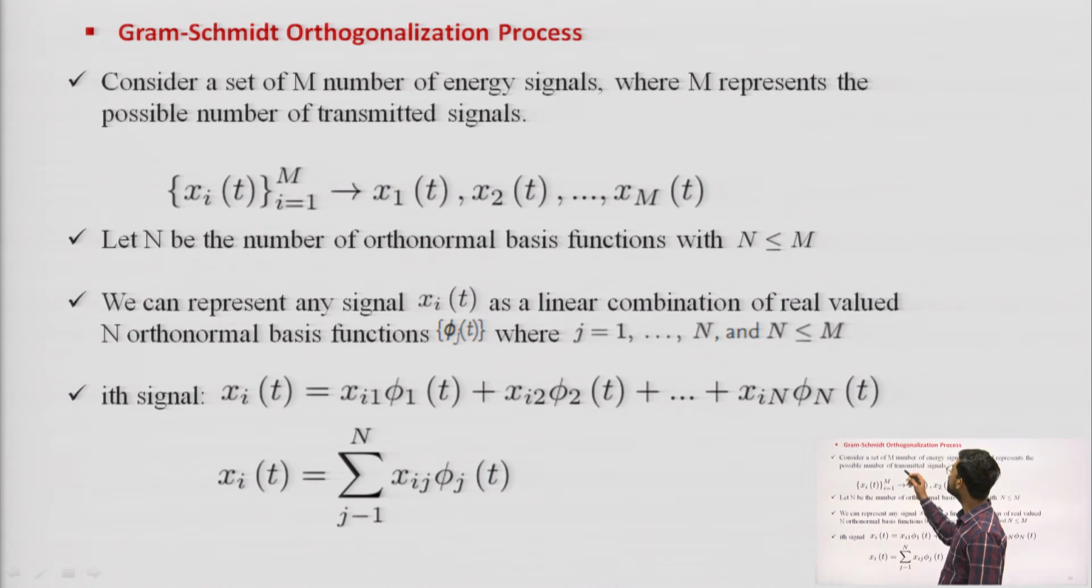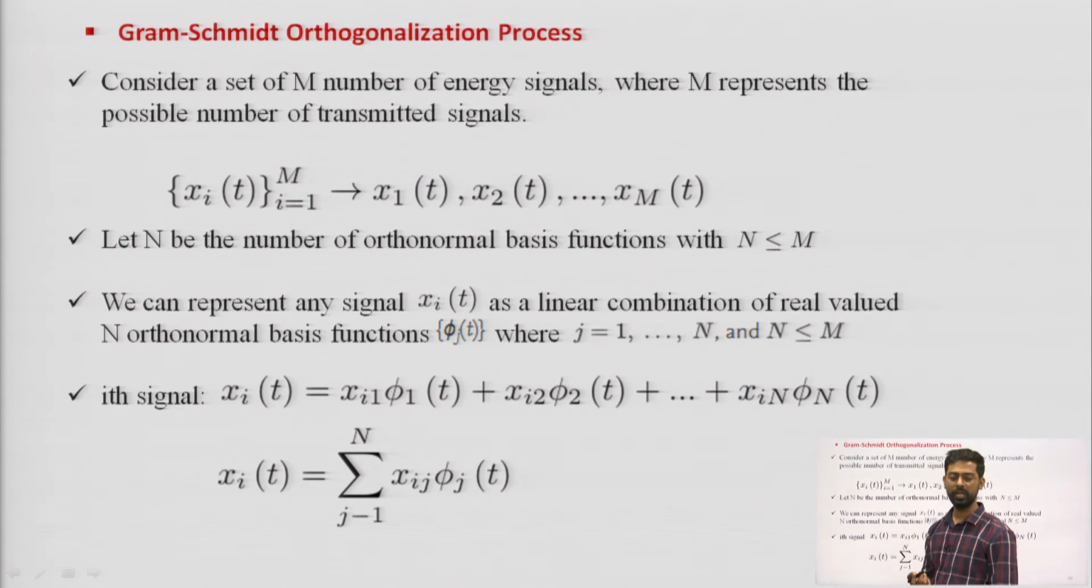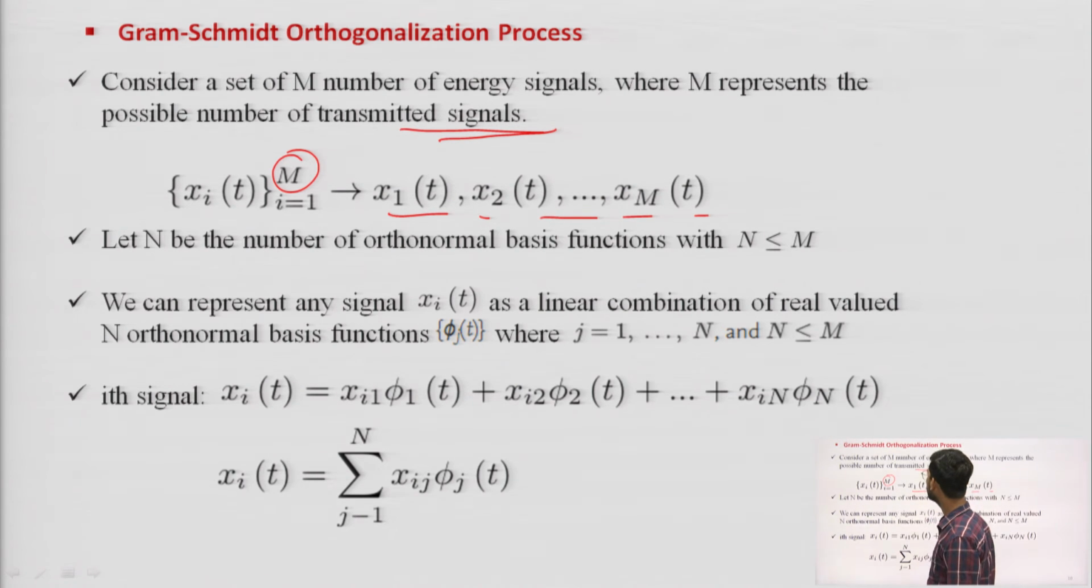Now consider a set of m number of energy signals, where m represents the possible number of transmitted signals. This is xi of t, where i equal to 1 to m, that is x1 t up to xm of t.